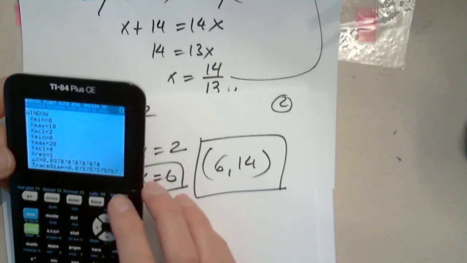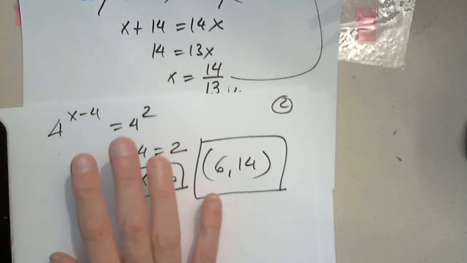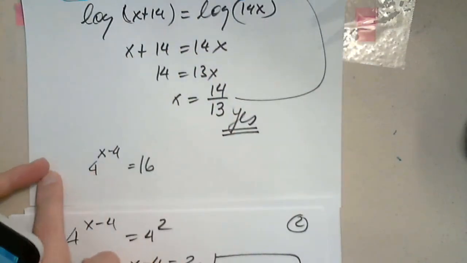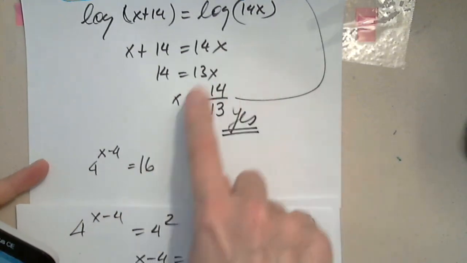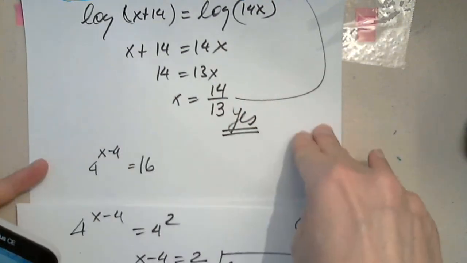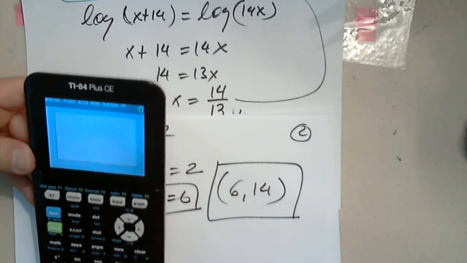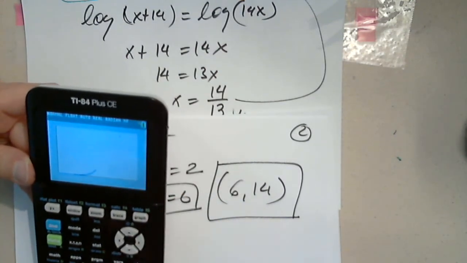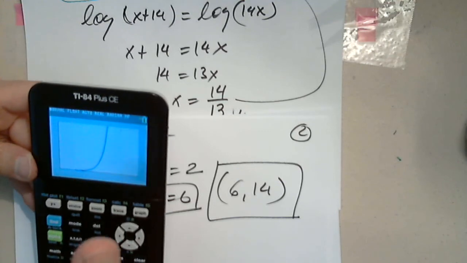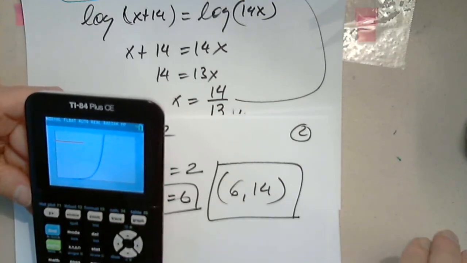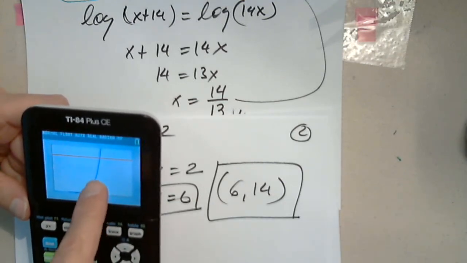And now when I press enter, I will see two graphs. One that is an exponential function with a base greater than 1, and the other one is a horizontal line, 16. Let's see. Press enter. Here comes the exponential function as expected. Here comes y equals 16, and that is the intersection.